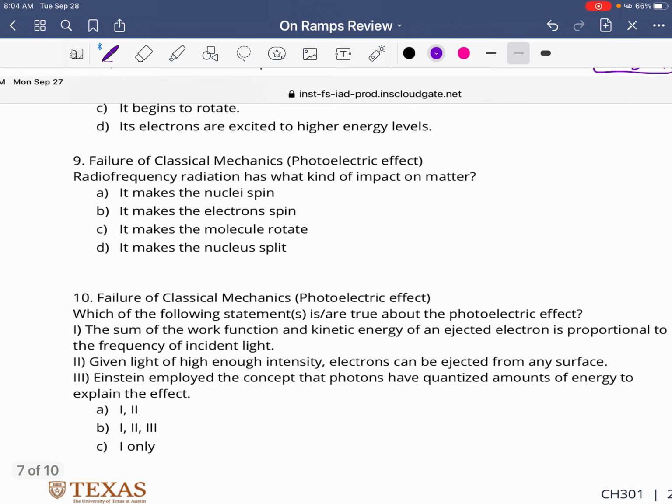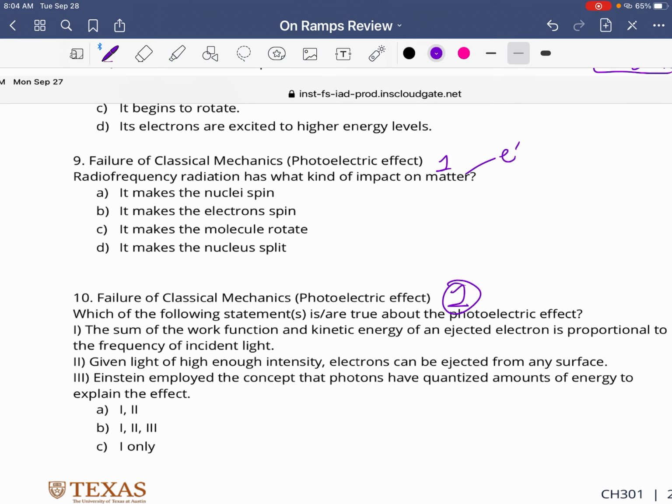9. Failure of classical mechanics, photoelectric effect. You will have 2 questions on this. One right here and one right here. So radio frequency radiation has what kind of impact on matter? So remember, matter is electrons. So radio frequency is just another way to say radio waves. Okay?